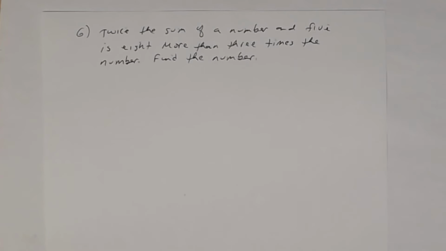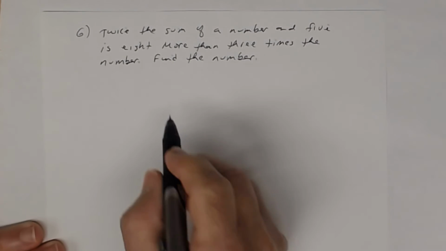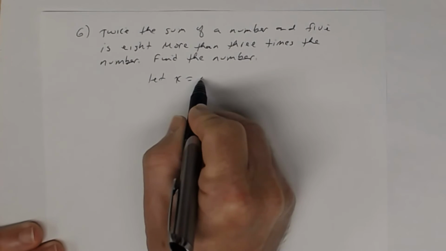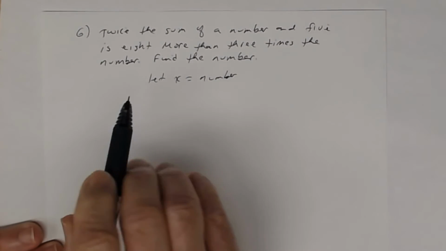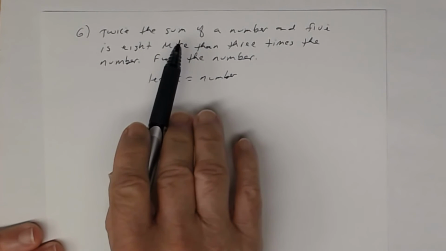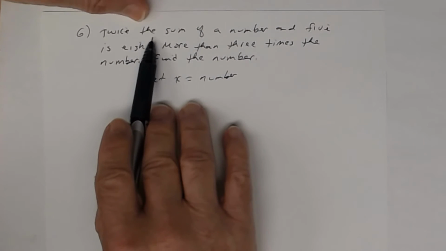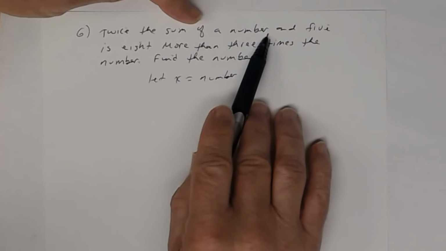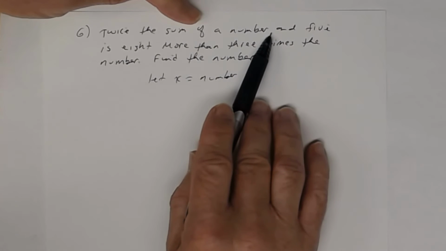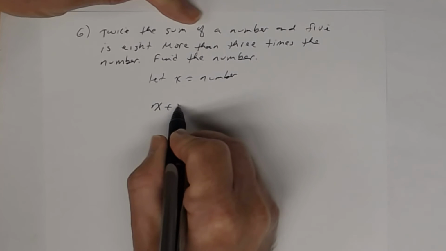Okay, so number 6, twice the sum of a number and 5 is 8 more than 3 times the number. You want to find the number. So let's go ahead and let x be the unknown. So that's the number. That's what I'm trying to find. Okay, now be careful here because this says twice the sum of a number and 5. So what that means is this, and listen carefully. So whatever the sum of a number and 5 is, so that's going to be x plus 5, the sum of a number and 5. So x plus 5.